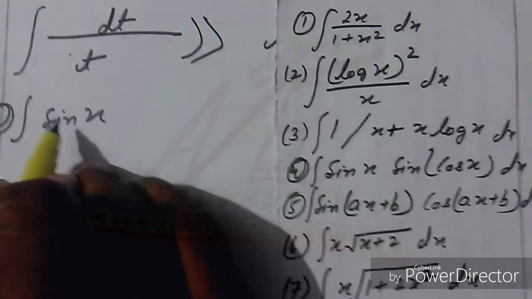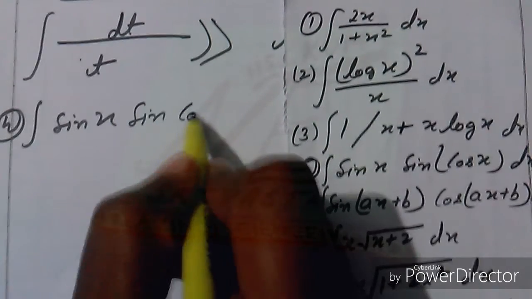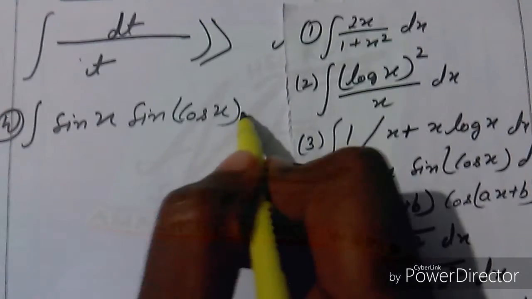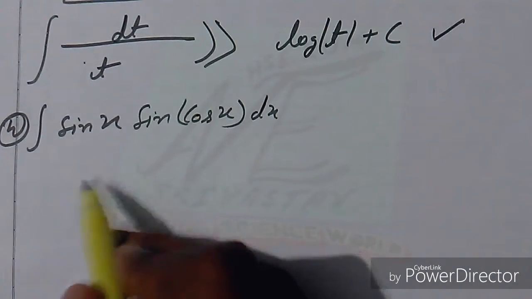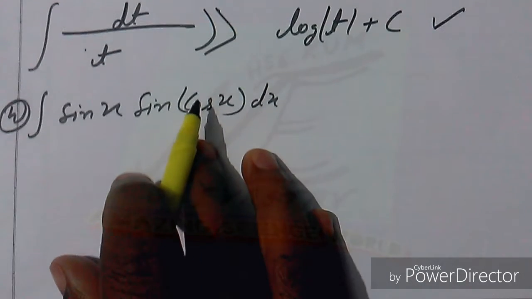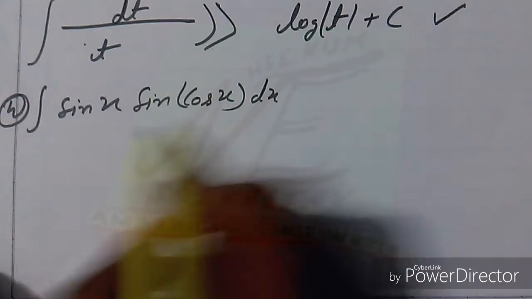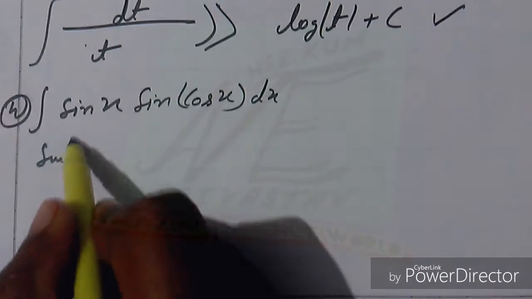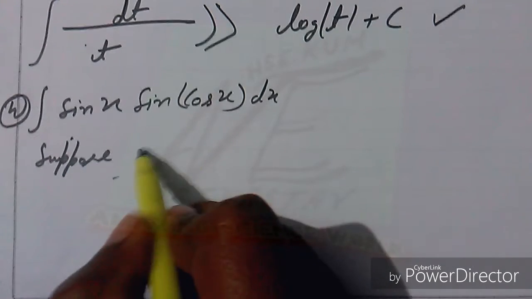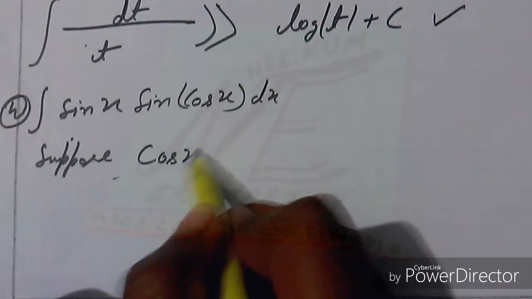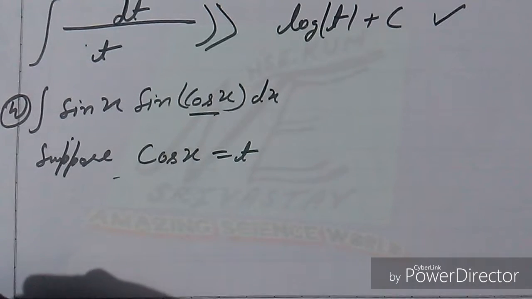Sin x cos x dx. My friends, you may think it is a very difficult question, but it is actually very easy. Let us suppose cos x is equal to t.